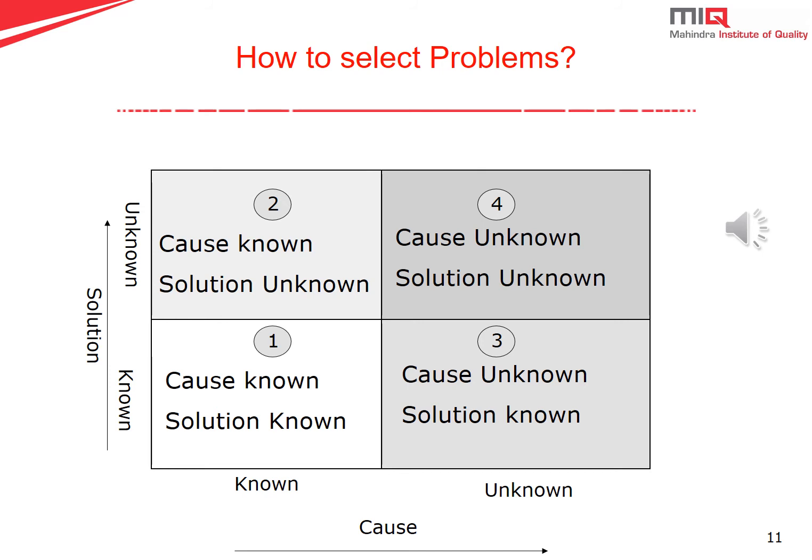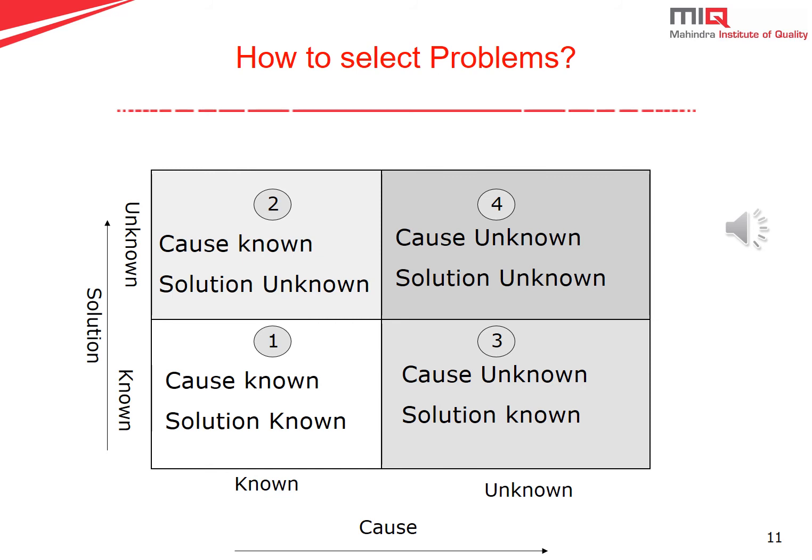Now, how to select problems and what do we do for these problems? In this slide, you are seeing a matrix. On the x-axis, you have two situations, cause known, unknown. On the y-axis, you have two situations, solution known, unknown. Now for quadrant number one, the cause of the problem is known and also the solution is known. These are just do it type of problems and are usually not considered for systematic problem solving methods.